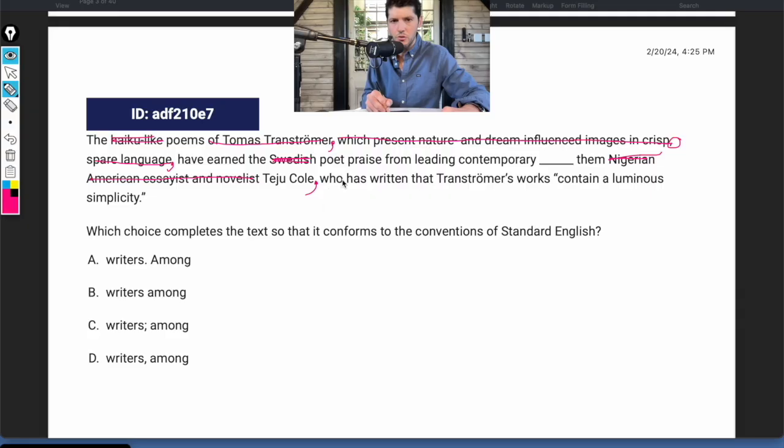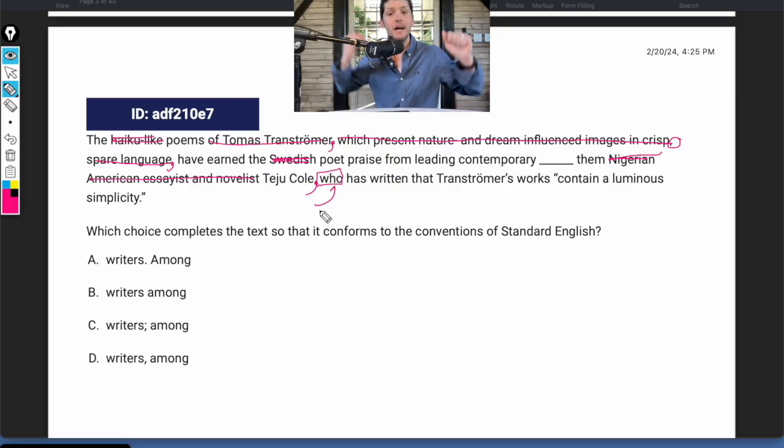So, by the way, here's that sentence wrecker so you know where we're going with this. Hey, guess what? Who has written that the works contain a luminous simplicity? Not a full sentence. It could work as a question, but not as a statement, right? So it wrecks the sentence. If you changed who to another subject, like he has written that Tranströmer's works contain a luminous simplicity. That's a sentence. Hey, guess what? He has written that the works contain a luminous simplicity, right? That feels like a full idea.